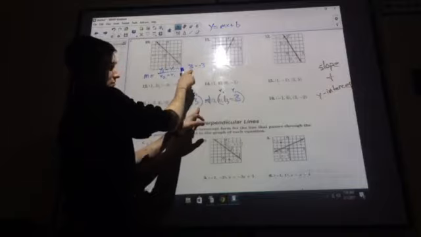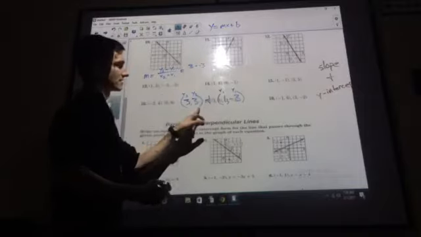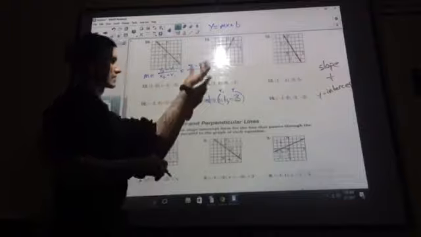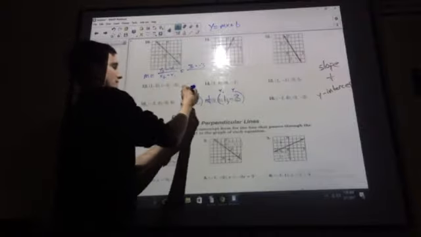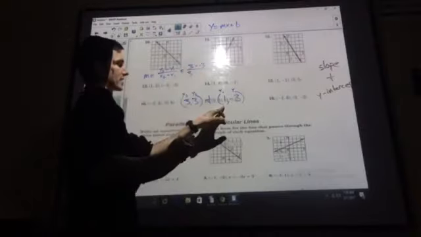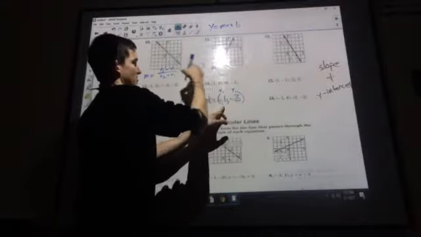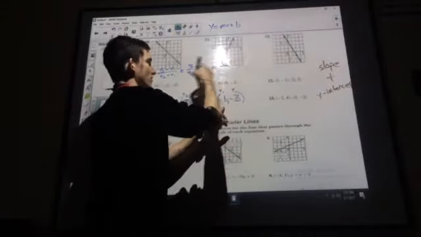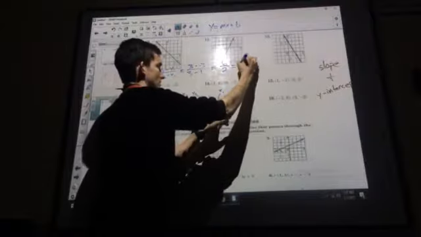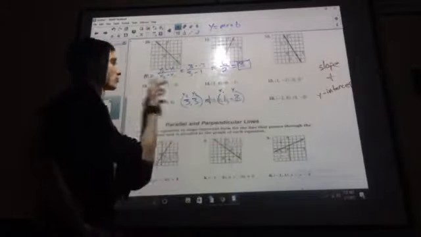So it's 3 minus -3. So you have to have both those negatives and realize that's going to be positive in a second. Divided by x2 minus x1. So 3 minus negative 3 is positive 6 over 3 minus 1 is 2. So my slope, my m, is 3.